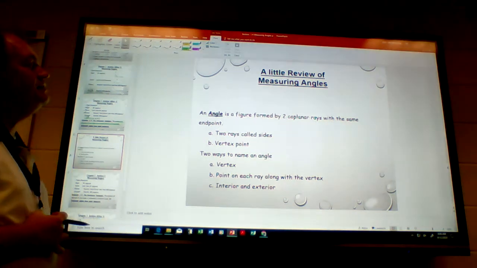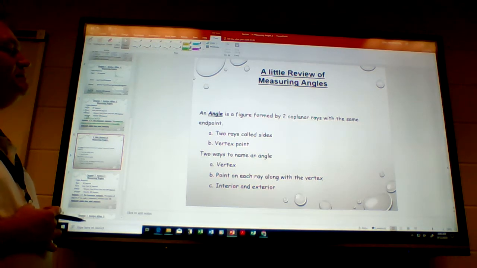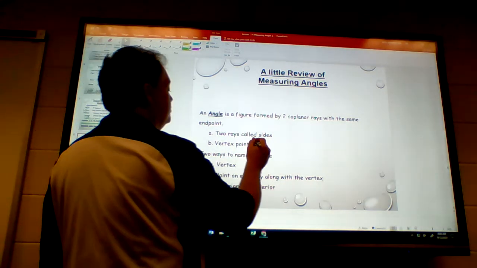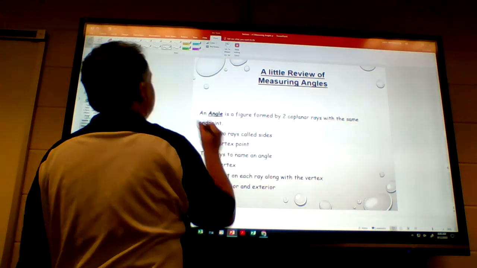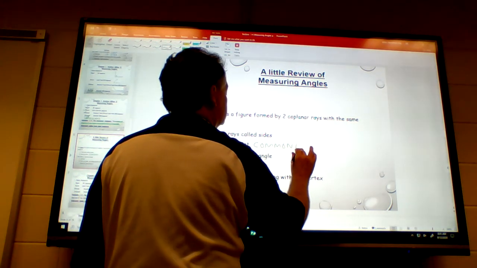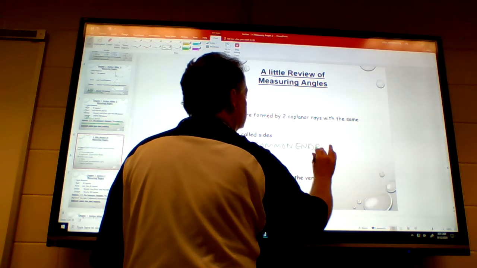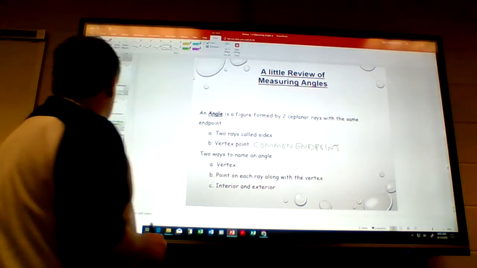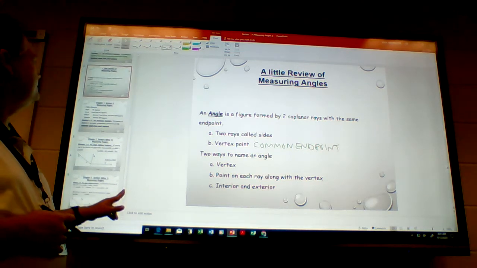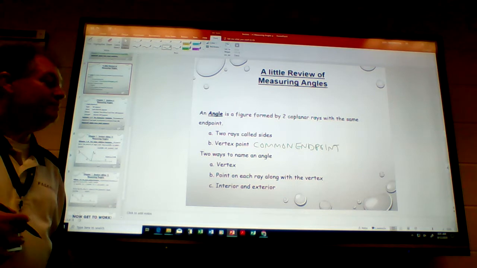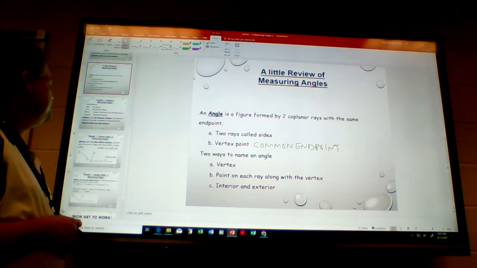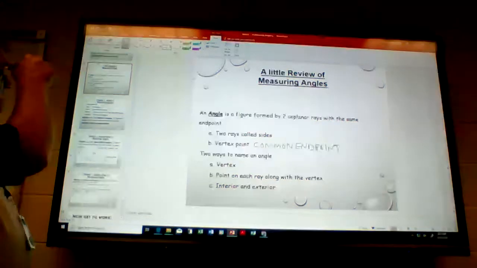Okay, a little reminder that an angle is formed by two coplanar rays with the same endpoint. The two rays are called sides, and the vertex point is the common endpoint. I'm telling you this again because I really want you to get a grasp on this. And there are two ways to name it: by the vertex, or by a point on each ray along with the vertex. You saw how we did that a minute ago. You can always rewind if you need to.